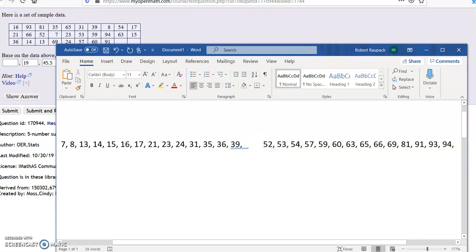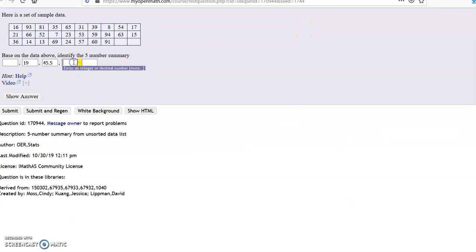Now for Q3, you're going to take the higher set of data. There's 14 total, so you're going to take the 7th and the 8th pieces, because that means there will be 6 less and 6 more. 1, 2, 3, 4, 5, 6. Here we go, 63 and 65. Those are your two middle data points. The average between those two is 64. So your Q3 is 64.